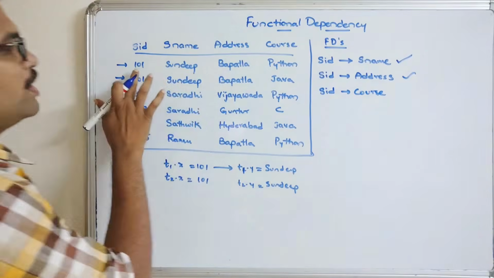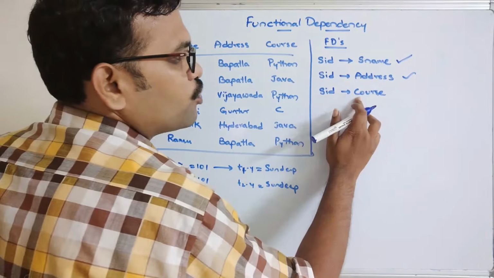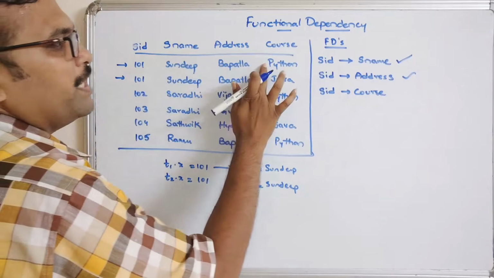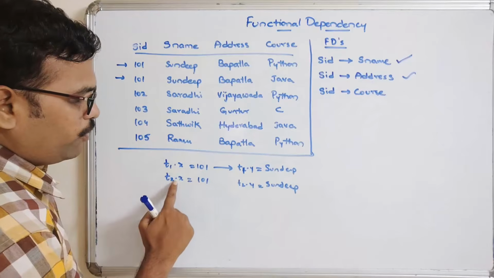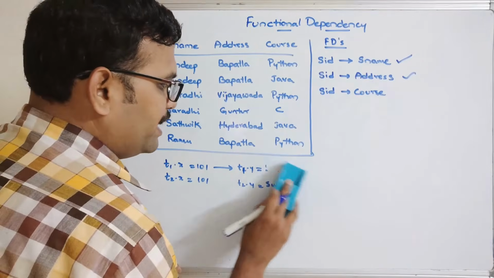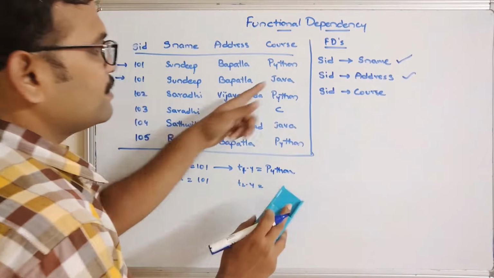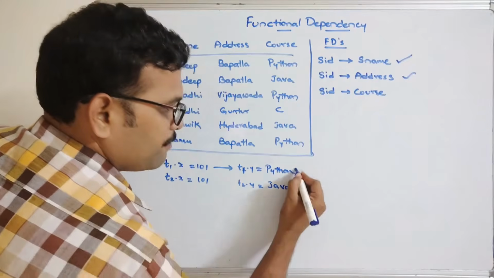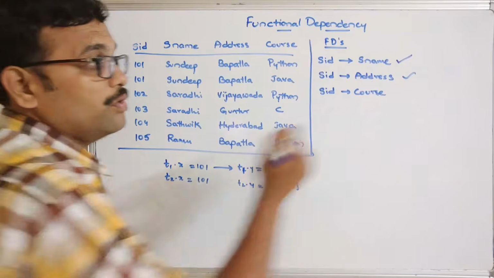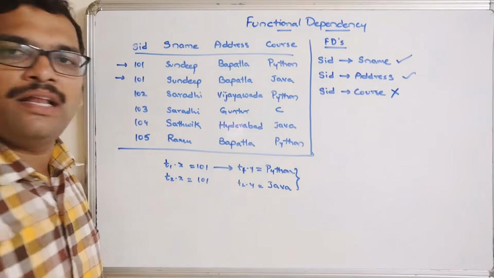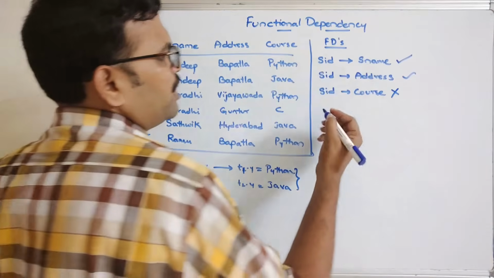Here 101 Bapatla, 101 Bapatla, so there are no repetitions here, leave it. SID determines course. Course: 101 Python, 101 Java. So here T1.X is equal to 101, T2.X is equal to 101, T1.Y is Python and T2.Y is Java. So it differs. We are not having the same value of Y with the X. So we cannot consider this as functionally dependent. Course doesn't functionally depend on the SID. Similarly, you can go with any other.